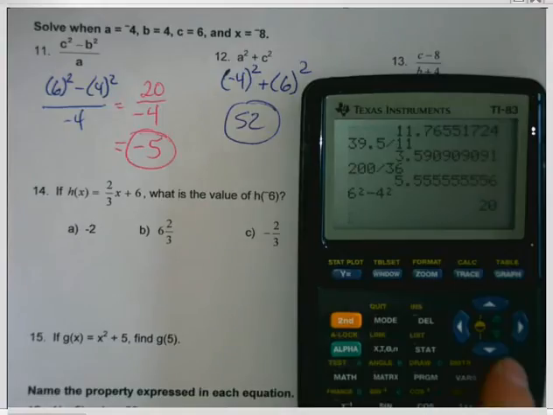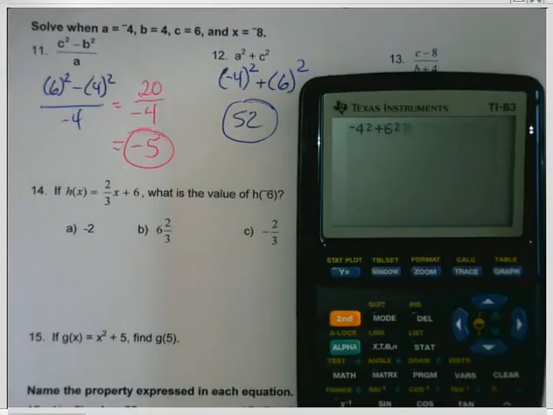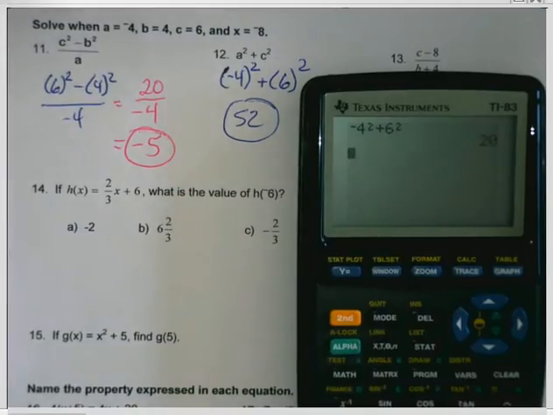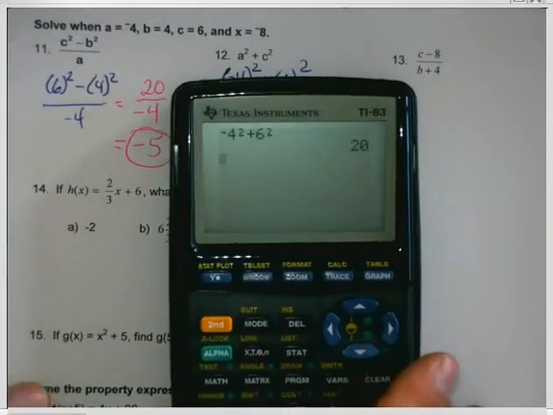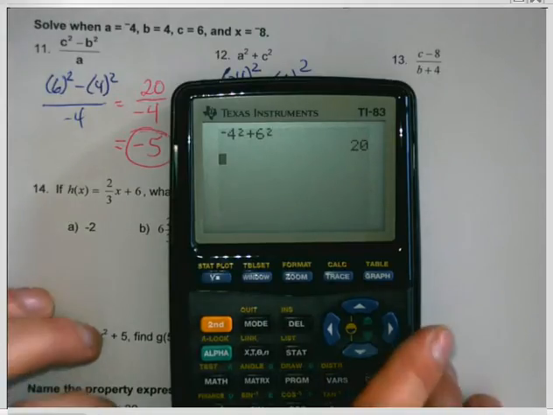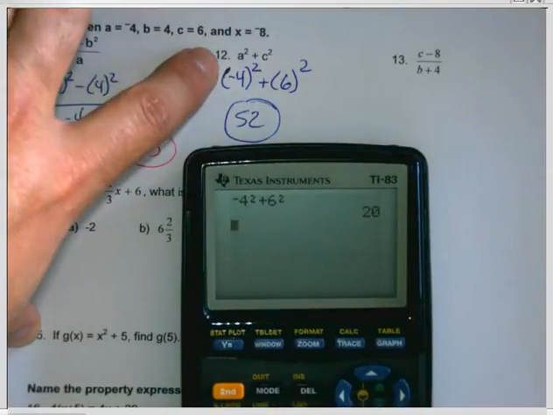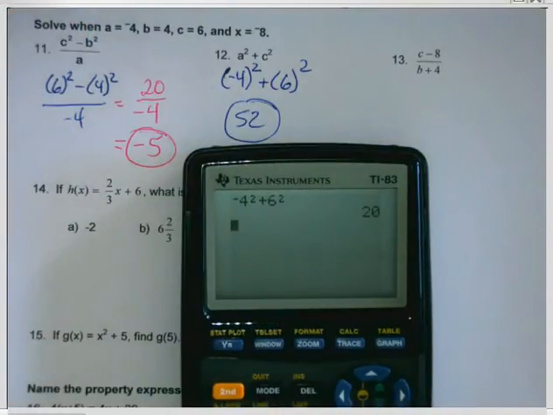Well, let's see. Let's say I don't put that in parentheses. I do negative 4 squared plus 6 squared. Well, that says it. Oops. Move that over a little bit. Calculator says it's 20. Okay, but that's back. I'm talking about this one. But what I'm saying is, if I don't put the parentheses, notice I didn't get the same answer.